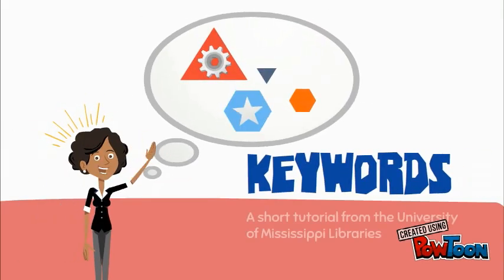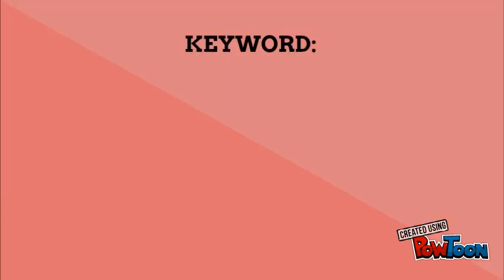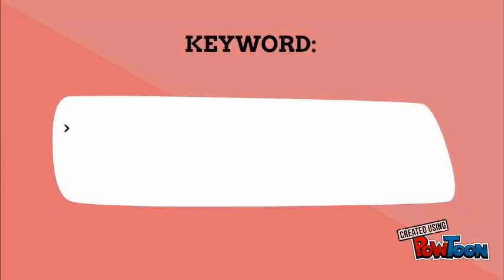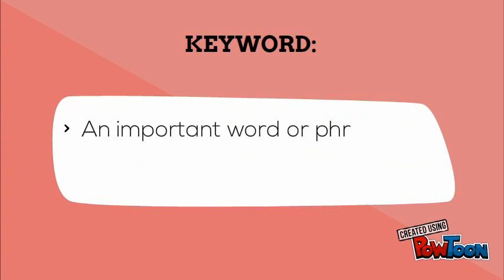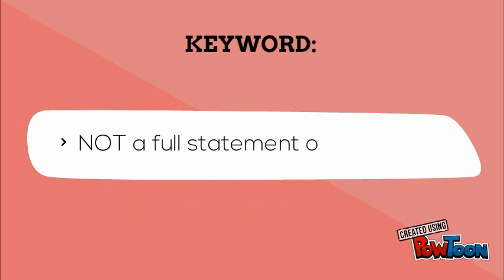This short video will help you develop effective keywords to use as you conduct research in library resources. But what are keywords? A keyword, very simply, is an important word. In the context of academic research, keywords are words used to describe the main topics, concepts, people, or places we are researching. They are the most important words or phrases for your research question, but they are not full statements or questions.